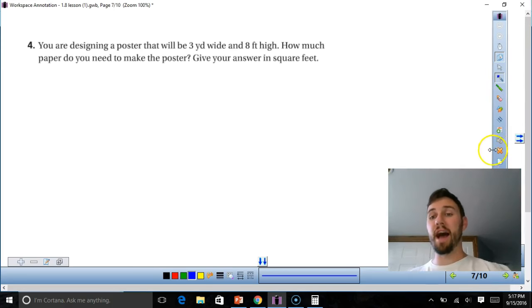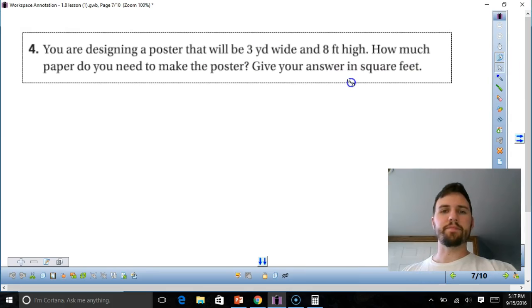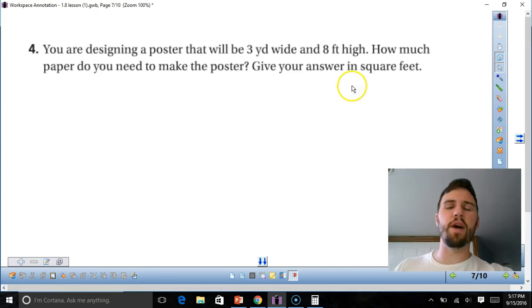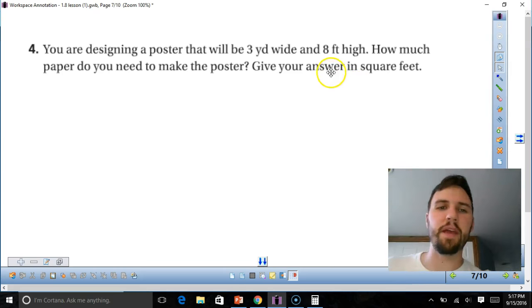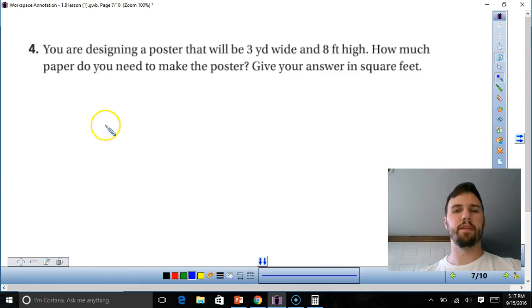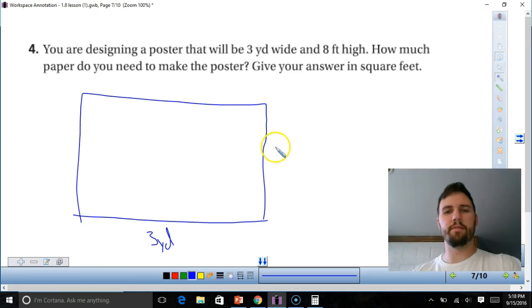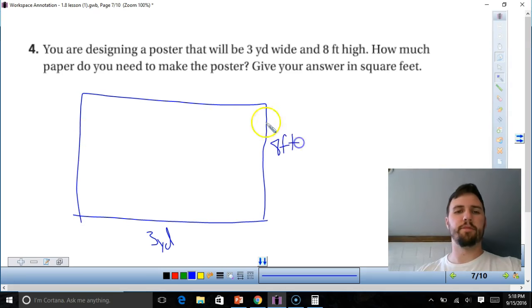All right, I'm designing a poster. You want it to be 3 yards wide by 8 feet high. How much paper do you need to make the poster? I'm looking for how much paper, with answers in square feet. I'm looking for an area, right? So it's going to be 3 yards wide and 8 feet tall.